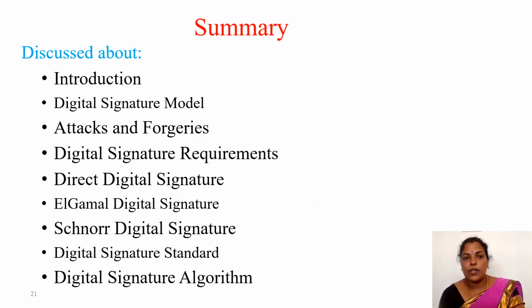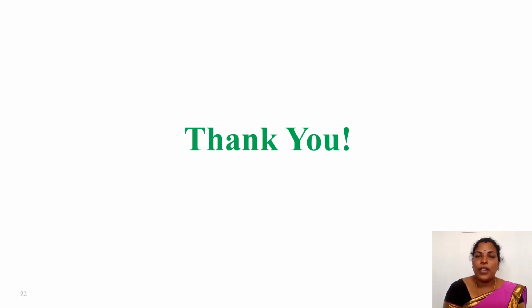So in this presentation, we have discussed the introduction to digital signature, the digital signature model, the attacks and forgeries possible with digital signatures, and some of the requirements of digital signatures. Then we saw some schemes like direct digital signature, ElGamal digital signature, Schnorr digital signature, the digital signature standard as well as the algorithm. We have also discussed the difference between message authentication and digital signature. The main thing is that a digital signature is to avoid or solve disputes between the sender and the receiver, not from third parties.